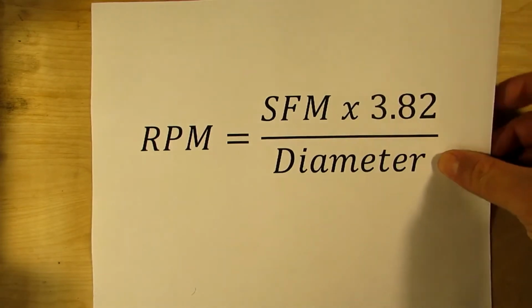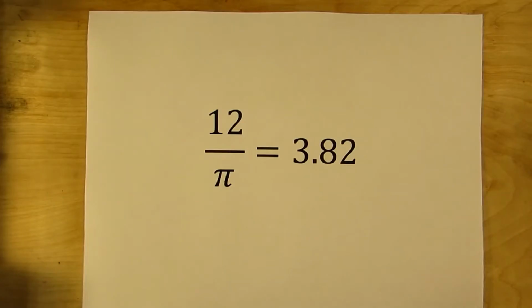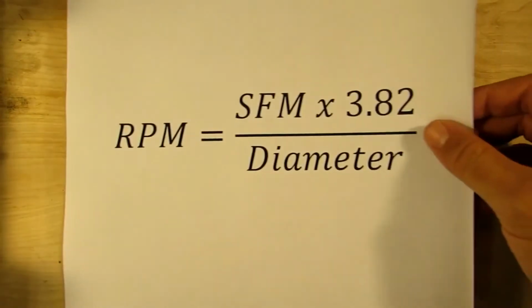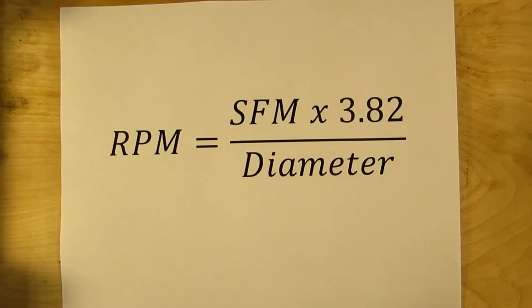So where does 3.82 come from? Well, 3.82 is actually 12 divided by pi. So what we're doing is converting our surface feet into surface inches because the diameter that we're going to be dividing by is in inches. Now if you're going to be programming a CNC machine, you use this formula because you can specify the exact RPM of the spindle in the program. So you want to definitely use 3.82.